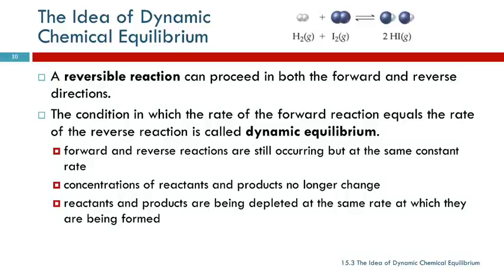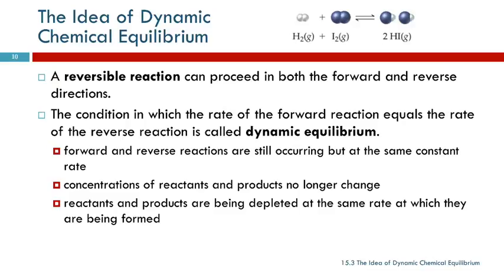The idea of dynamic equilibrium. So a reversible reaction is one that can proceed in both directions. It can go forward and reverse. And we write them in an equation like this with a double-headed arrow showing that it can go in the forward direction and in the reverse direction.